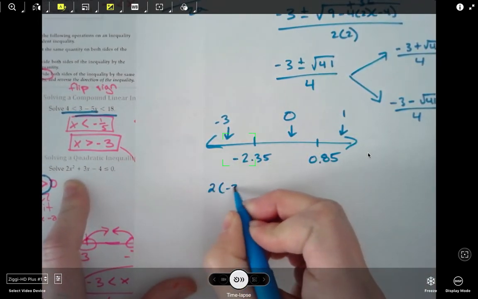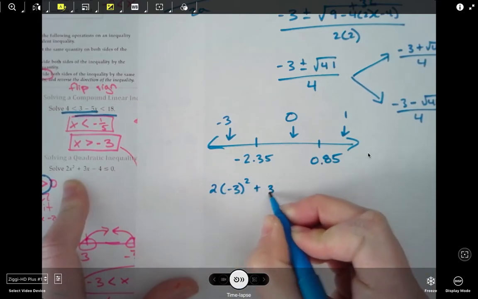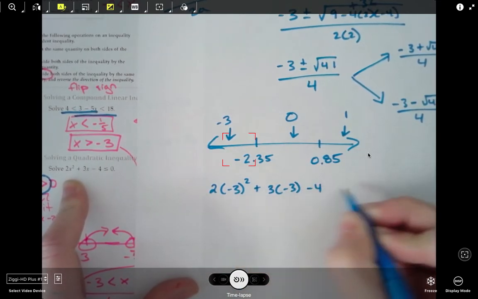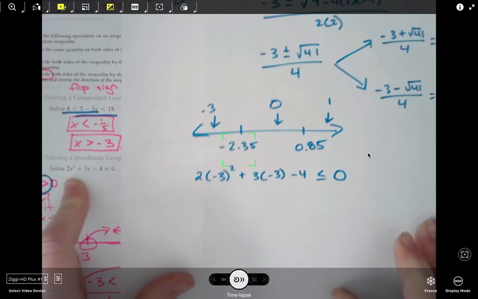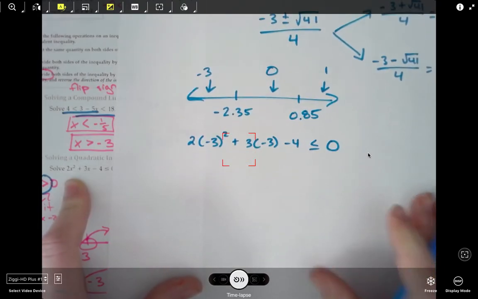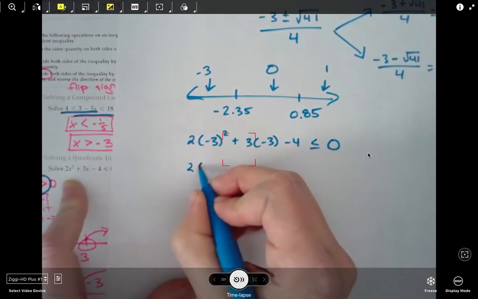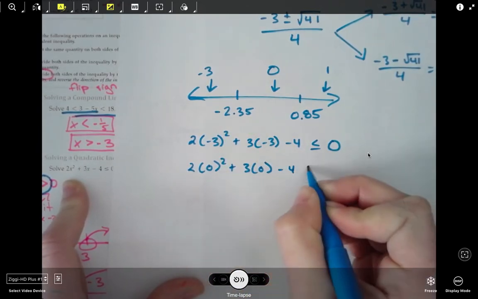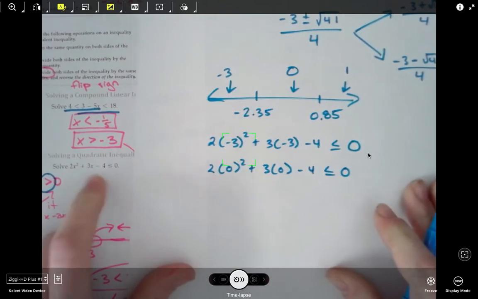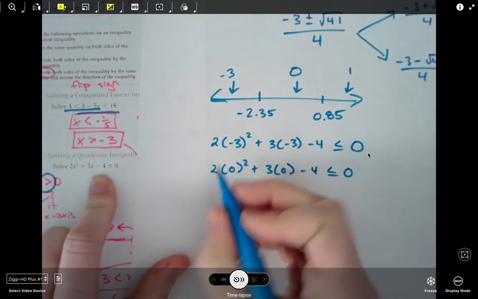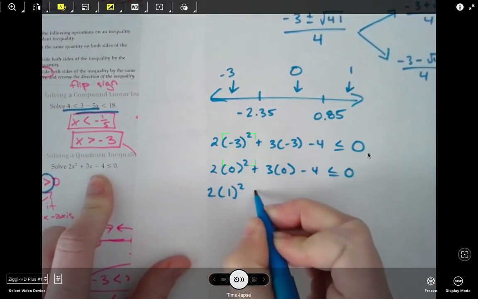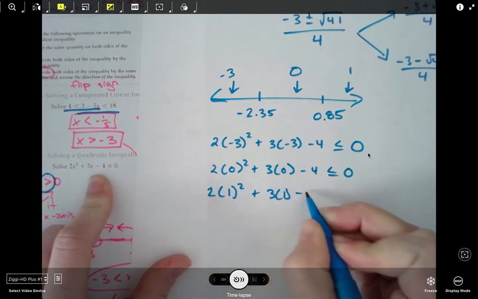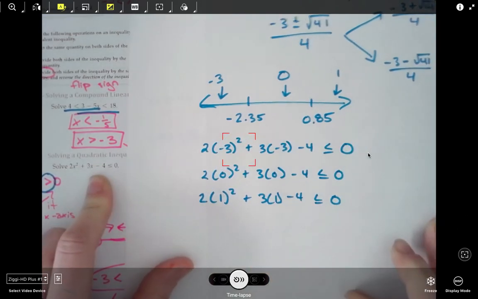2 times negative 3 squared plus 3 times negative 3 minus 4. We want to see if that's less than or equal to 0. Somebody do that for me. I'm going to write out the next one. 2 times 0 squared plus 3 times 0 minus 4 is less than or equal to 0. I'm just plugging these into the original equation, which is over here. 2 times 1 squared plus 3 times 1 minus 4 is less than or equal to 0.